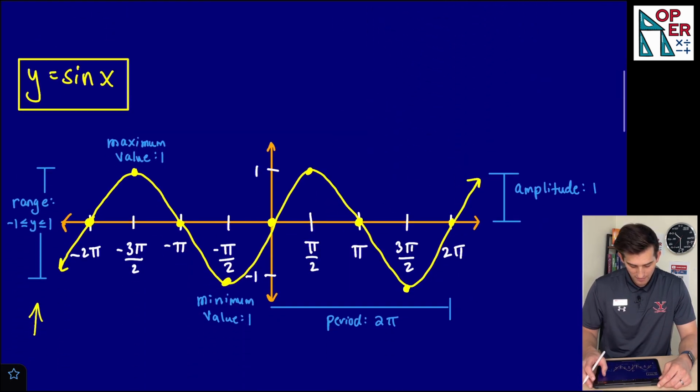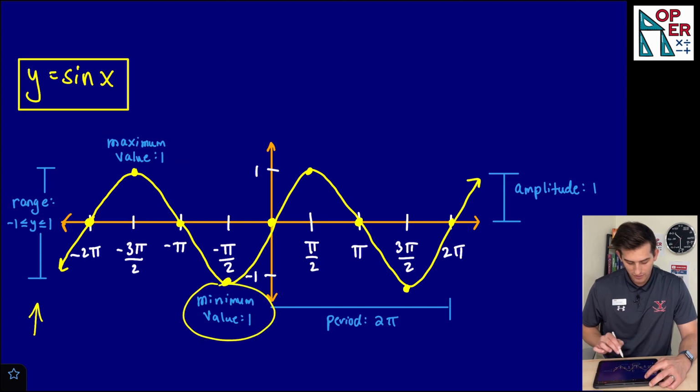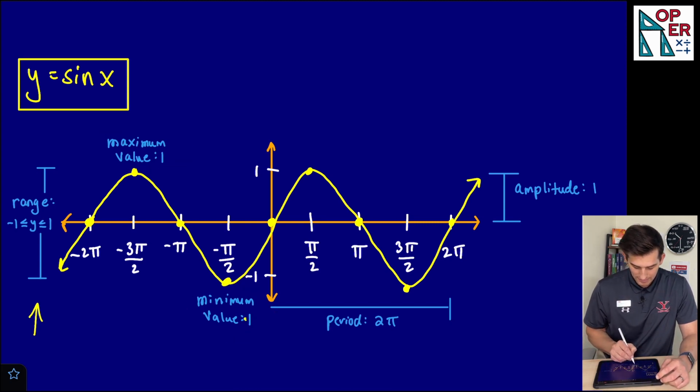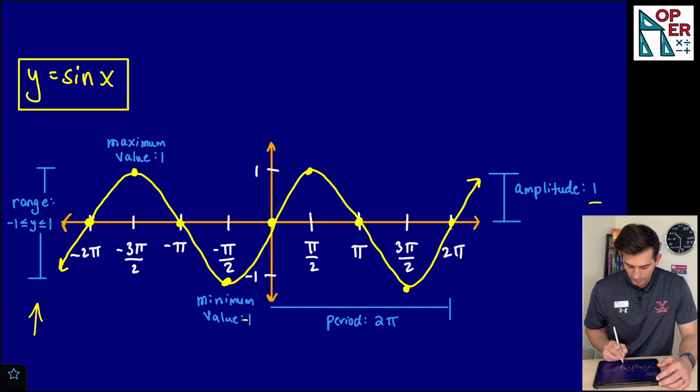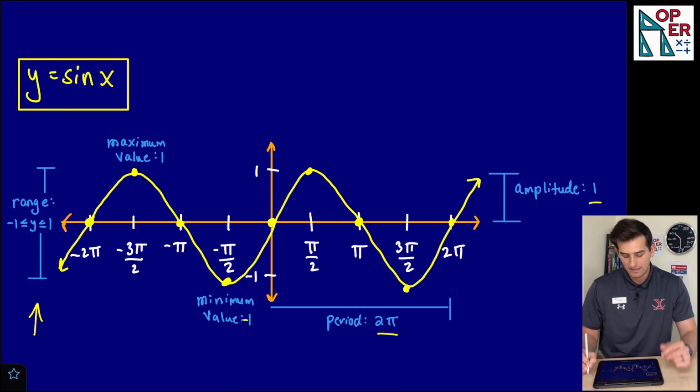So now we go back. That gives us our maximum value, which would be 1, and it gives us our minimum value, which would be negative 1. So let me add a negative there. Okay. And then a couple other things we'll talk about. Amplitude would be 1 and the period would be 2 pi, and we'll talk more about what that means here in just a minute.